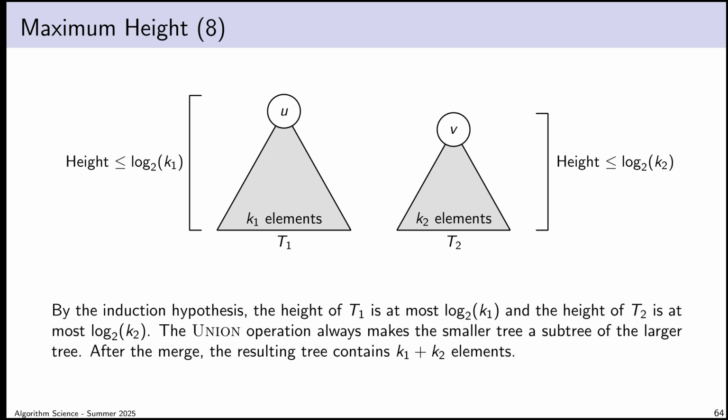Case 1, let's see. Well, I guess I should talk about this before I talk about case 1a. So by the induction hypothesis, we know that I have T1 here, which contains K1 elements. By the hypothesis, the height of T1 is at most this number. So it could be less, but it's at most log base 2 of K1. Similarly, the height of T2, which has K2 elements, is at most this number. The union operation always makes the smaller tree a subtree of the larger tree, which means T2 becomes the subtree of T1, and after I'm done, the resulting tree contains K1 plus K2 elements.